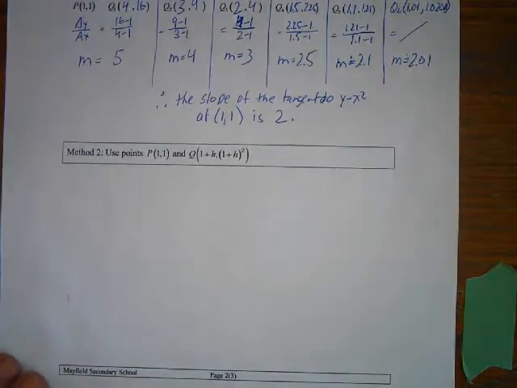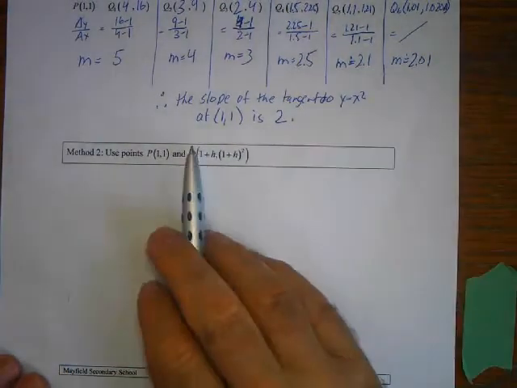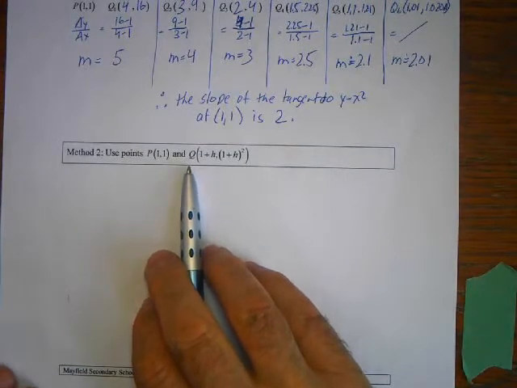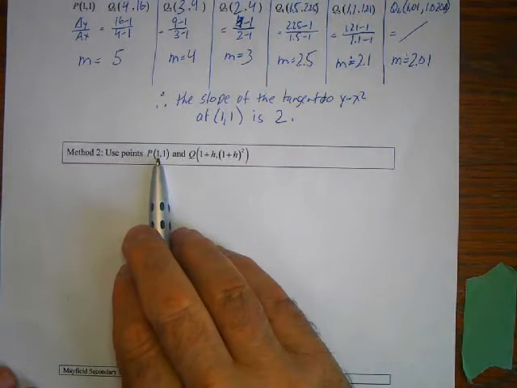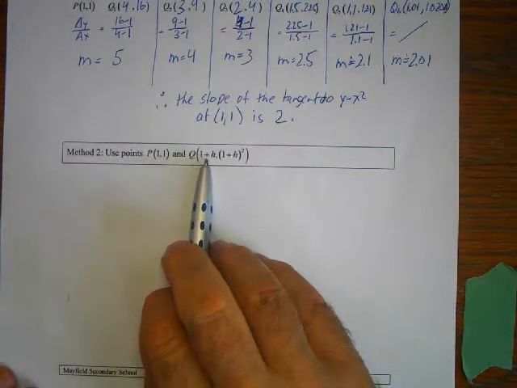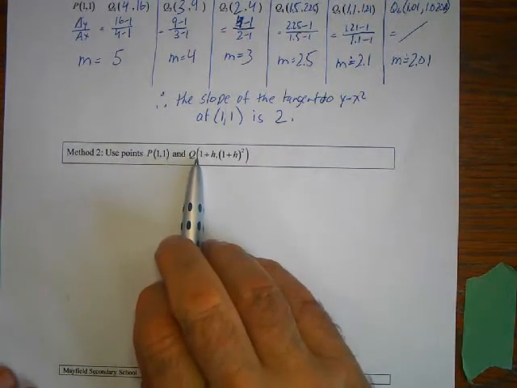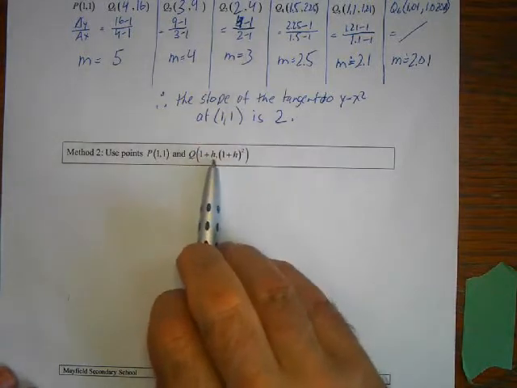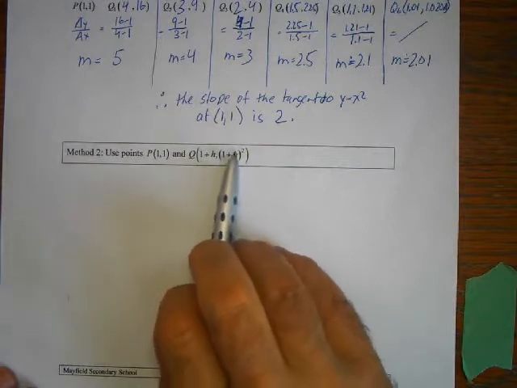This time we're going to do a little bit more algebraic work. So we're going to do the points P and Q. You can see Q here. It's kind of what we were doing here. We were just coming up with values of h up here, but this time we're just going to generically use h.